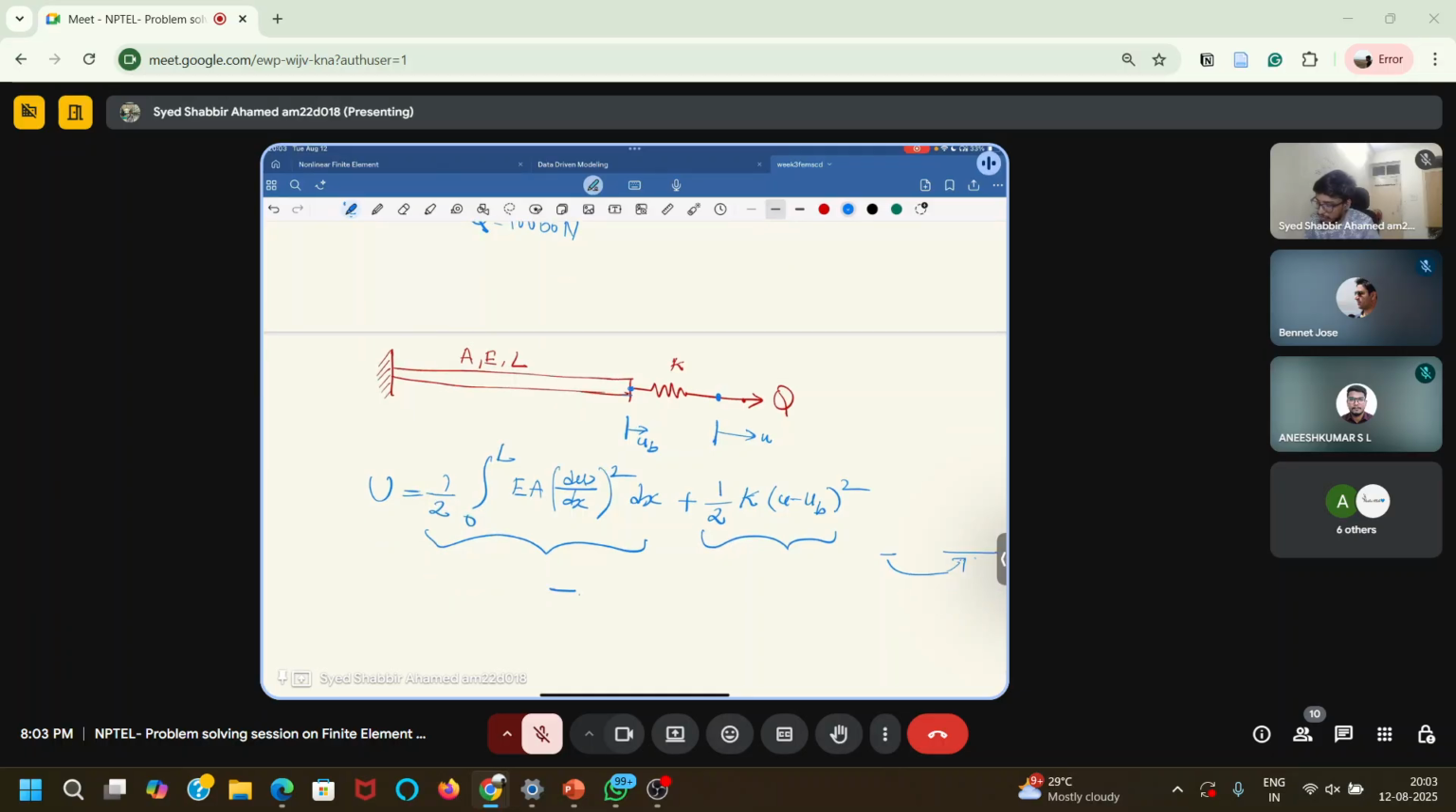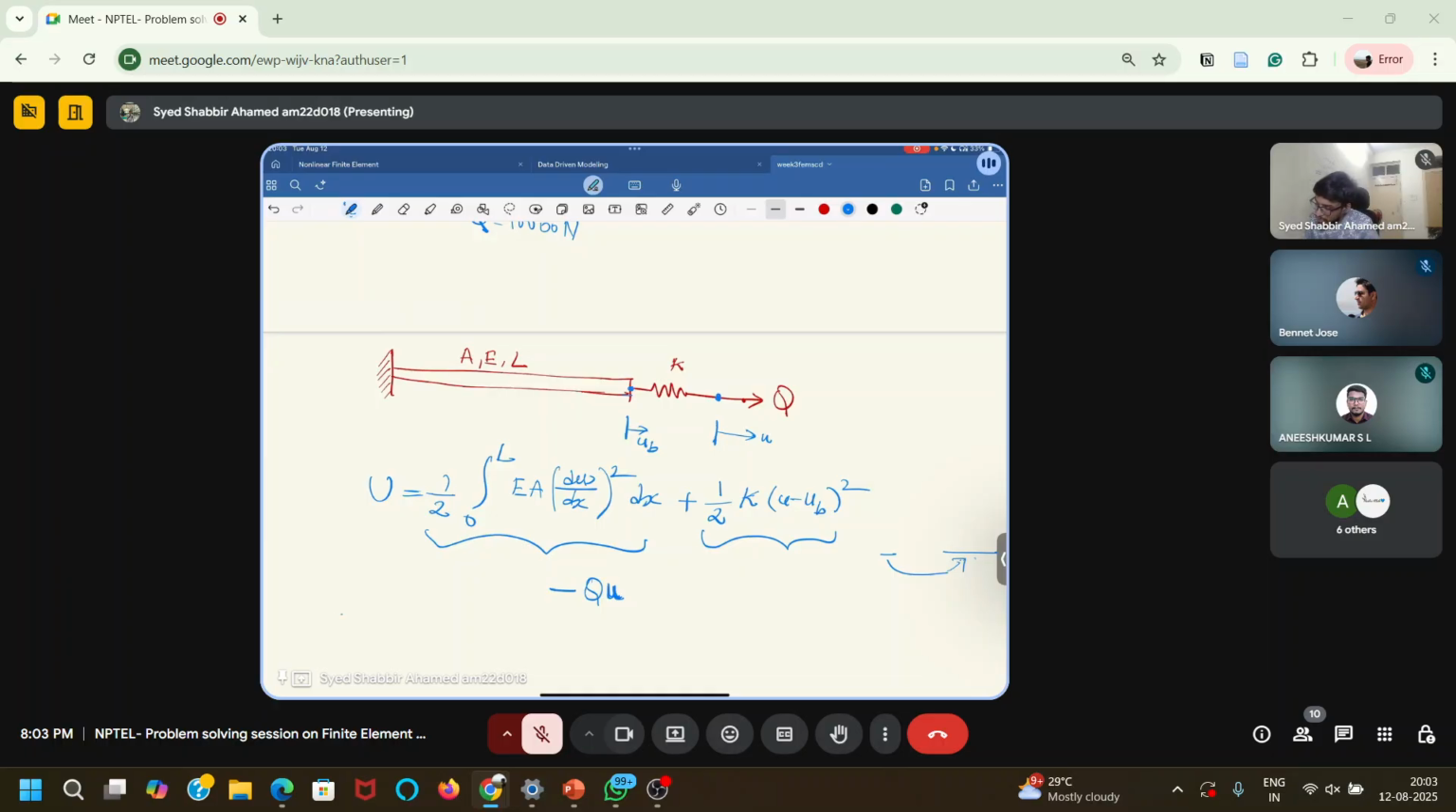Plus there is also a force which is acting, right? So for that force, I will write this as q into u, because this is acting at this end, on the free end of the spring. This is the force which is acting on the system. This is the total work done by the force.